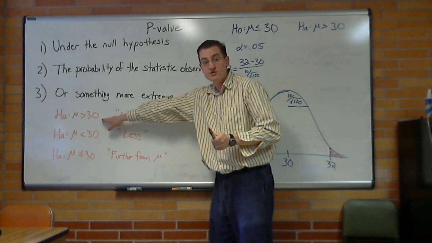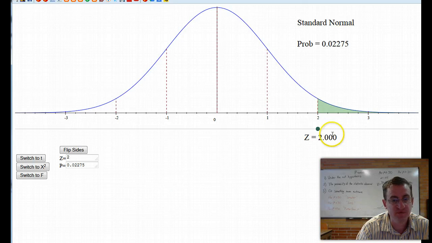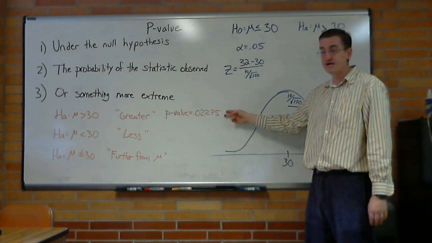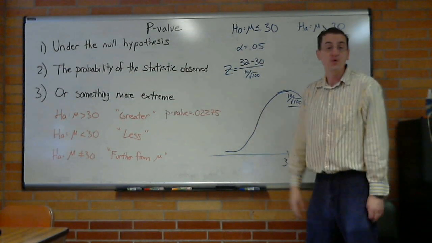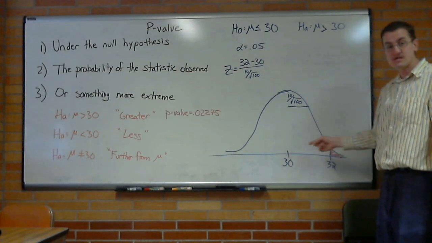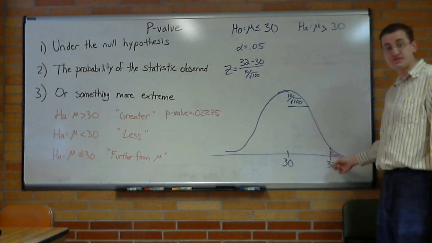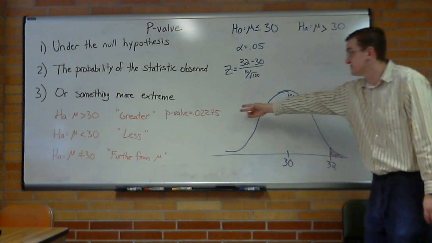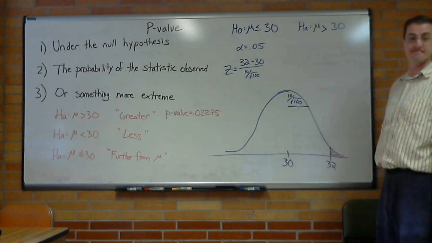Here, with this alternative, our p-value with a z-score of 2 would be 0.02275. So when I say the p-value is 0.022, what I'm trying to say is, if the mean really was 30, then the probability of getting an average of 32 or more is 0.02275.